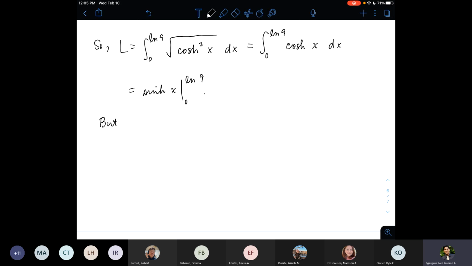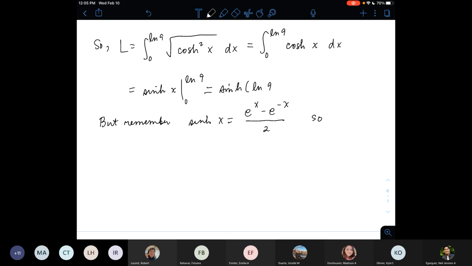But at this point, we need to recall how the hyperbolic sines are computed. Remember, hyperbolic sine of x is e to the x minus e to the minus x all over 2. Because remember, for the fundamental theorem of calculus, we'll need to plug in the upper bound minus plug in the lower bound. So I need to compute the hyperbolic sine of ln 9 and the hyperbolic sine of 0.